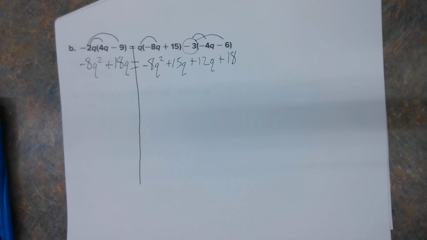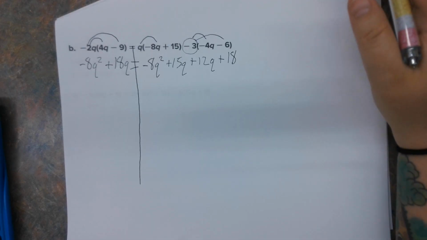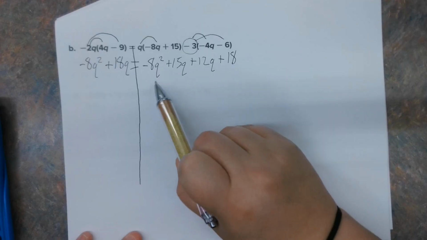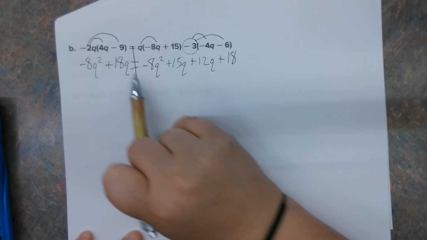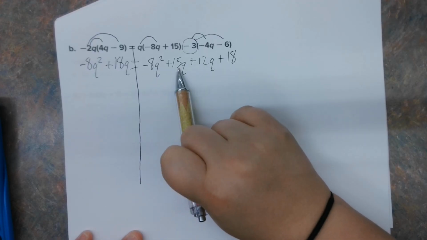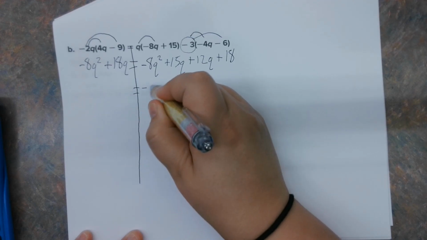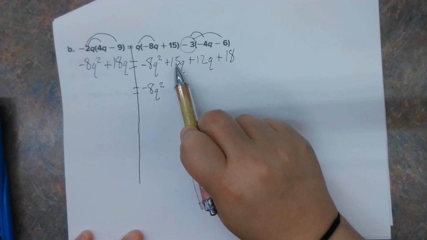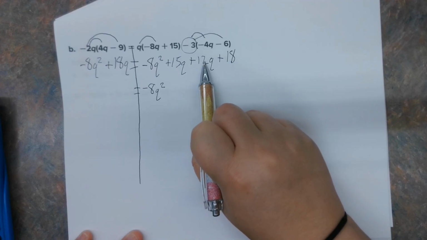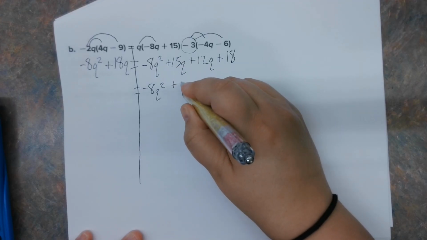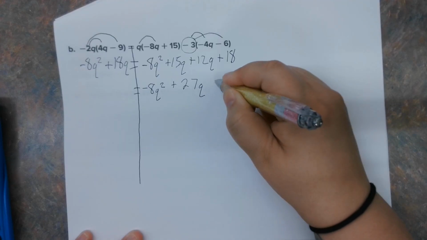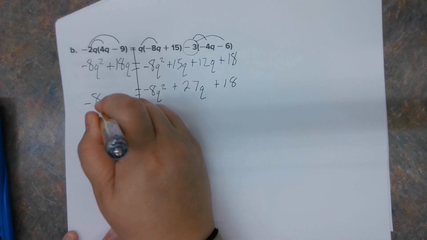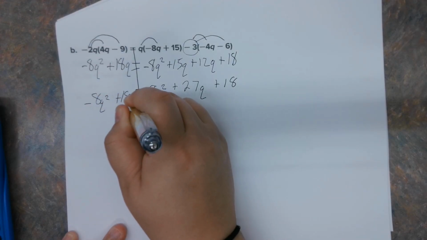Now I got to combine some like terms here. So first I have nothing the same on this side. This side I have q's that are the same. So I'm going to bring down my negative 8q squared because I can't combine it with anything on this side. But I do have 15 plus 12. 15 plus 12 is going to be 27q. And then bring down my plus 18. I'm going to bring everything down on this side. Minus 8q squared plus 18q.